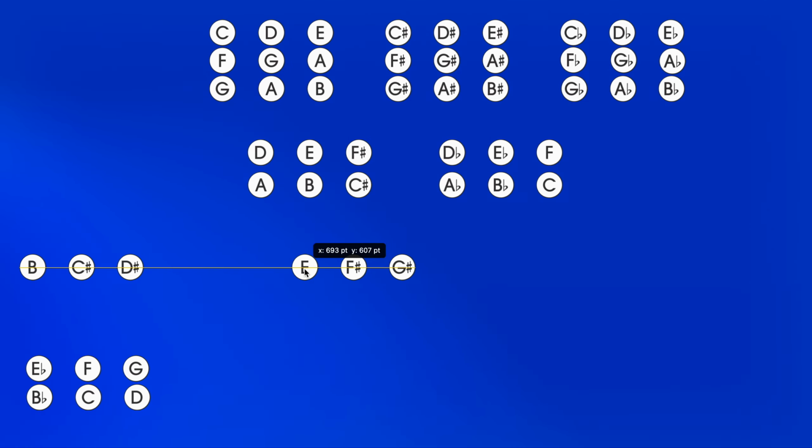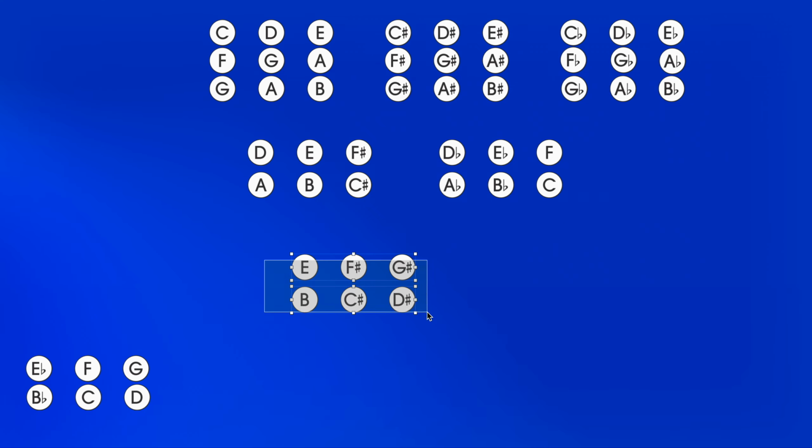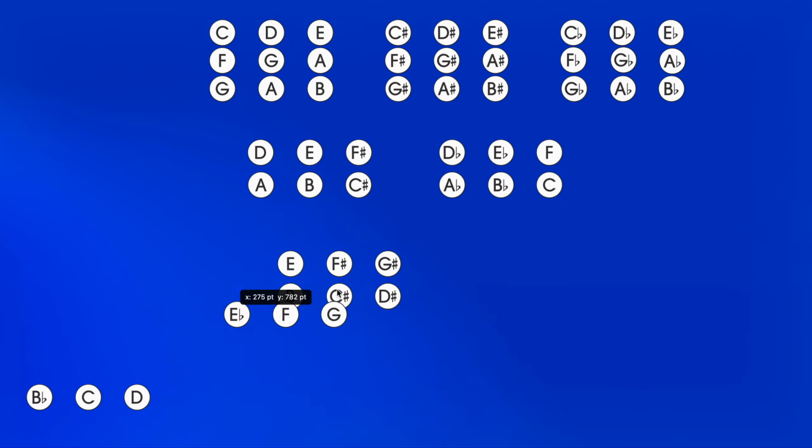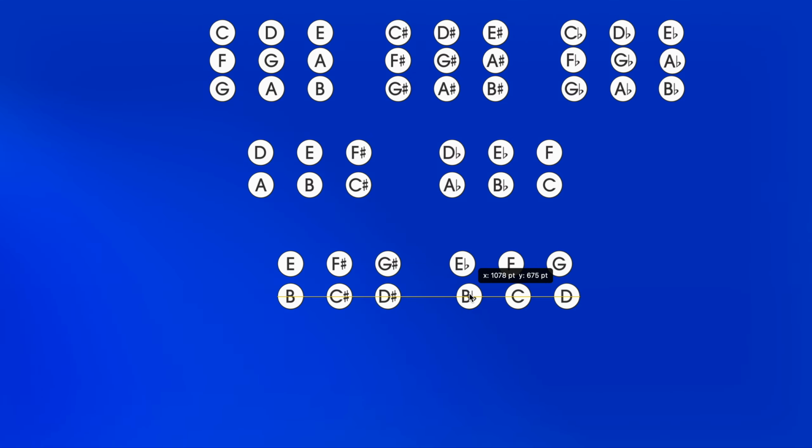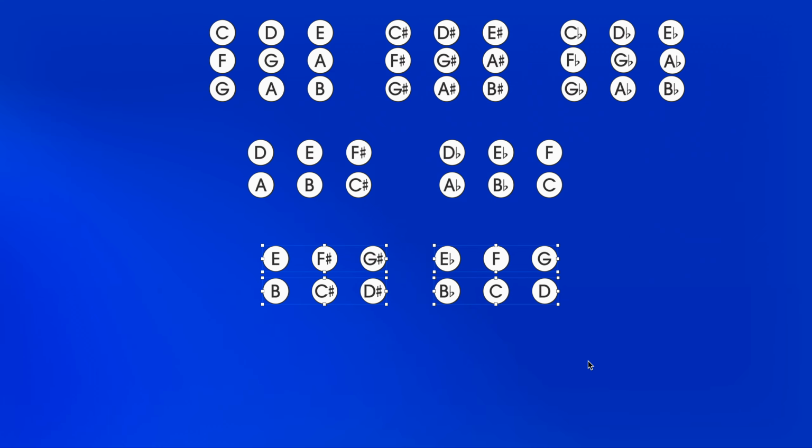Then if we are looking for ones with two sharps: E, F sharp, G sharp, B, C sharp, D sharp, and then E flat, F, G, B flat, C, D. So now we've kind of categorized these as all natural, one sharp, two sharps. All natural, all sharp, all flat, two flats, one flat.